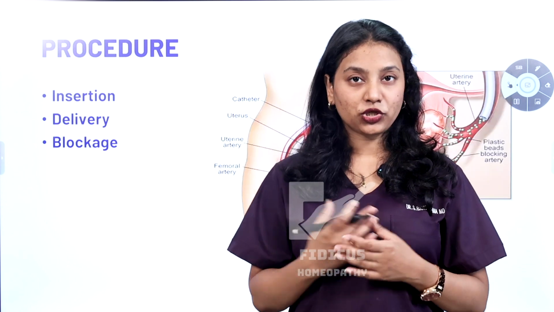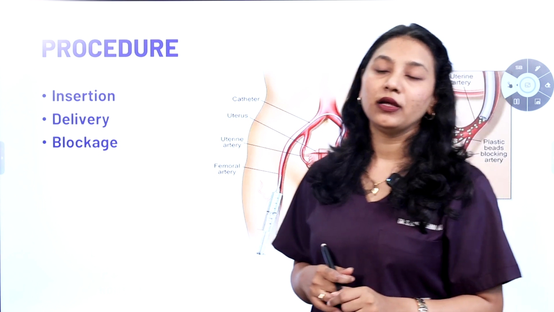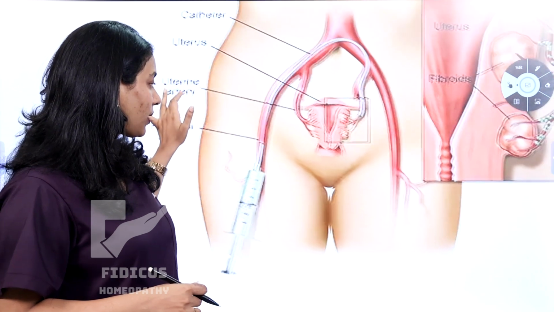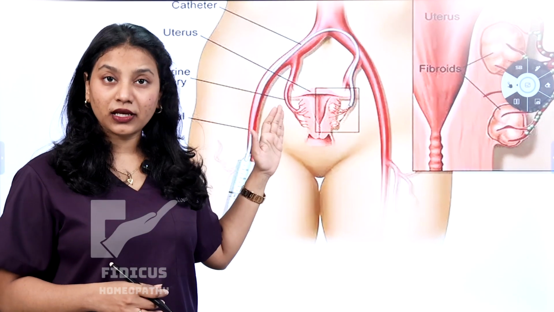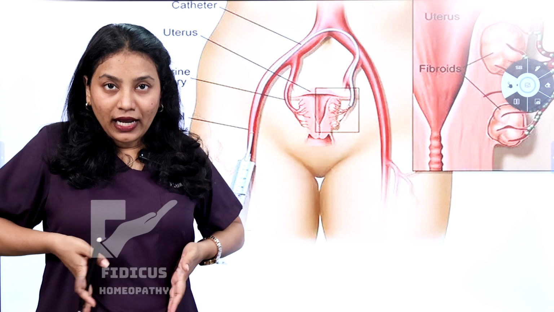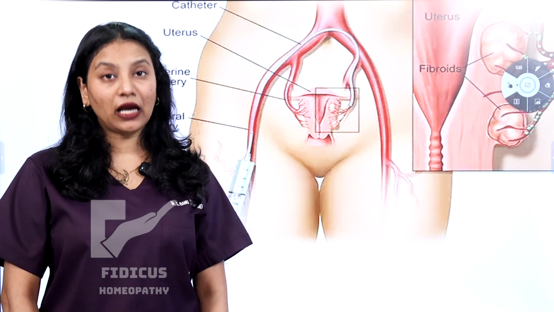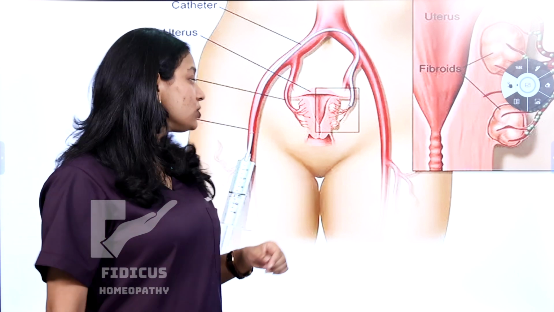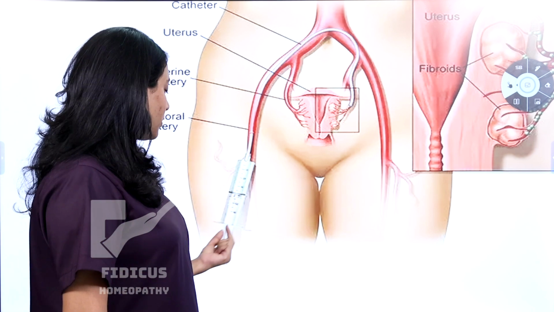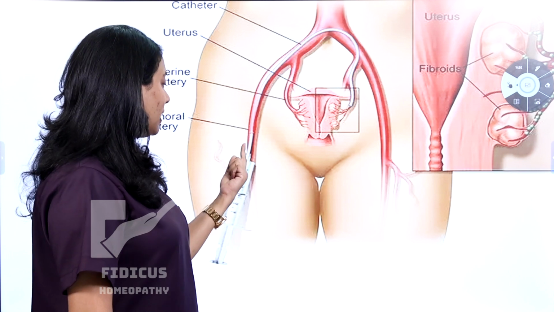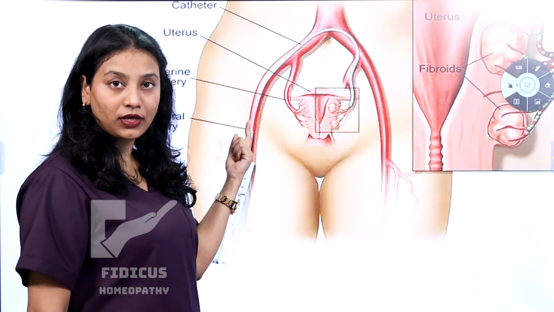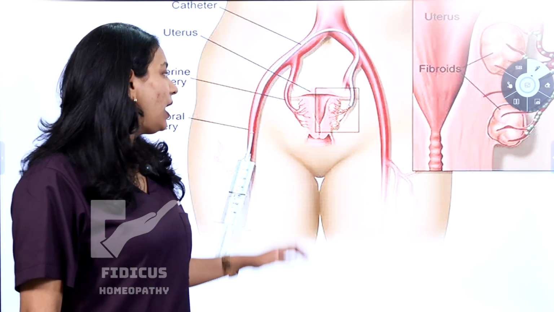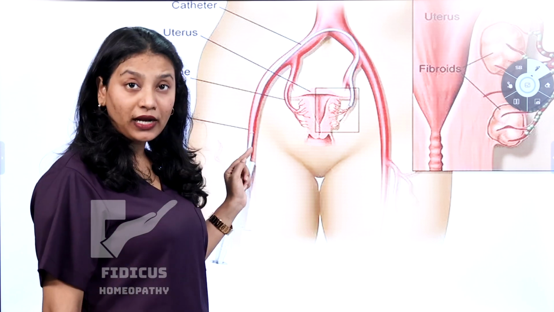Now coming into the procedure part. So how is this UAE done? Very, very simple. As you can see here in the picture, there is an artery which is coming from the abdomen, and it will divide like this and come into the thigh. That is nothing but the femoral artery. It's a little larger artery. So what happens is they just put a syringe, and through the needle they pierce the artery. Okay, they're piercing the artery, and from this artery what they will do is, as you can see here, they will pierce your artery, right?